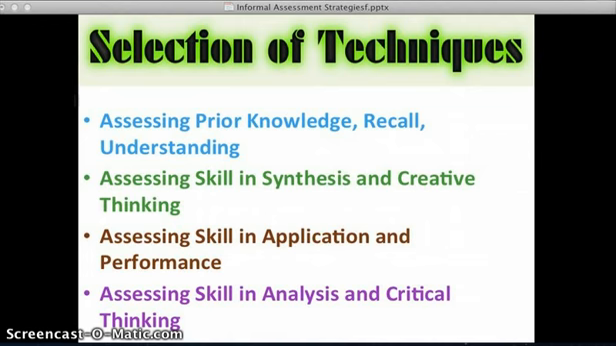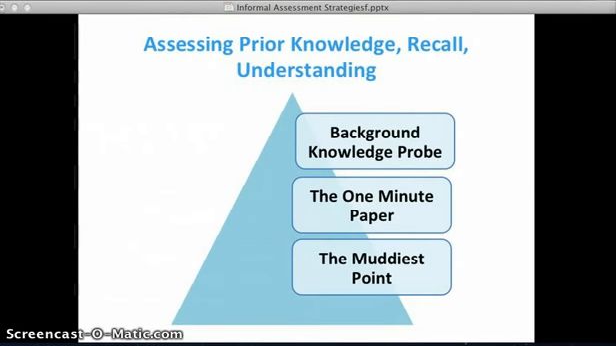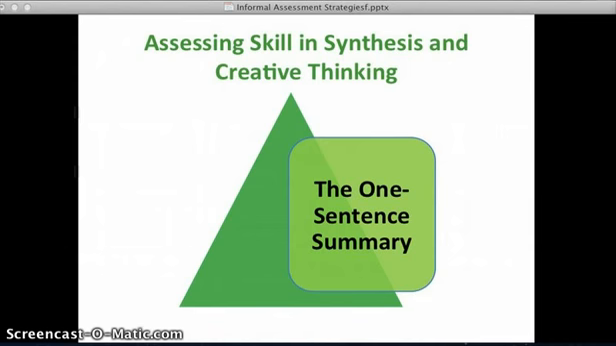Therefore, selection of the right technique for a lecture or a course or a chapter or a unit or a program is the most important step in classroom assessment. For example, to assess prior knowledge, recall and understanding, my favorites are the background knowledge probe, the one-minute paper, and the muddiest point. And it is not necessary that I use only one tool at a time. I may combine all three of them, which I'll talk about in the end once we discuss validity and reliability. And then in assessing skill in synthesis and creative thinking, definitely the one-sentence summary is my favorite.